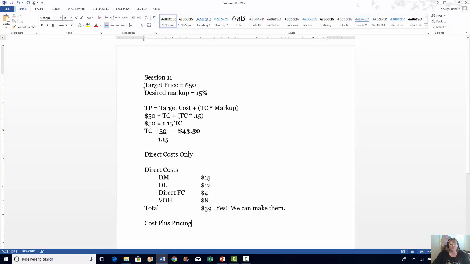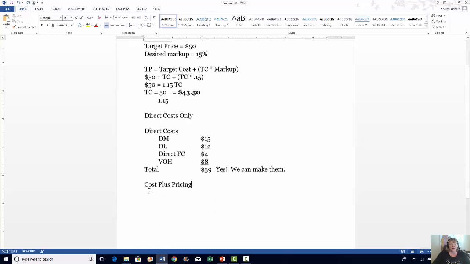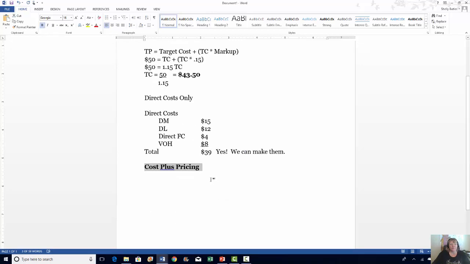Do I have that other target pricing? Yeah. And cost plus. And I will bold this so that you know where the next example starts. So we have step 1. We do not want that bolded.